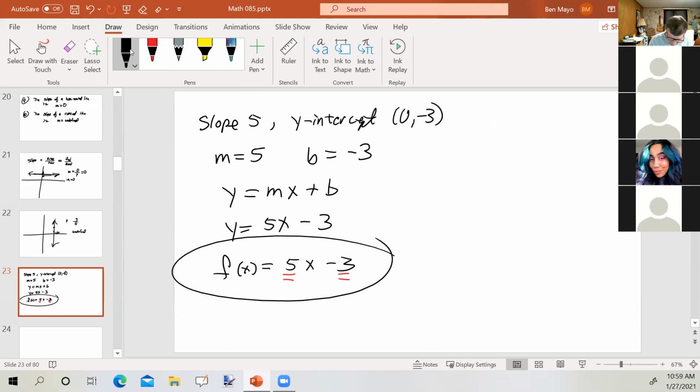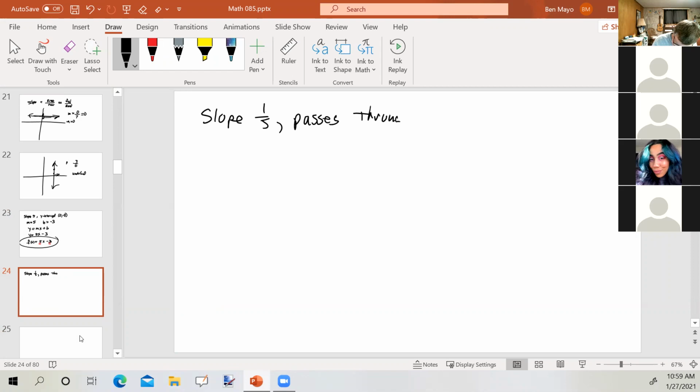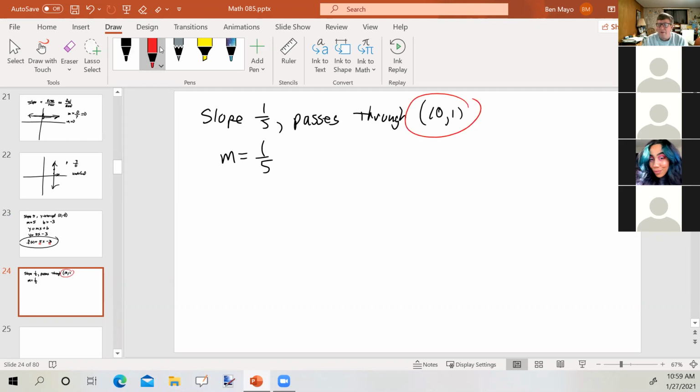Okay, let's take a look at another example. This one has a slope of 1/5, and it passes through the point (10, 1). All right, now, I know that the slope is 1/5. However, this is not the y-intercept. I know that because if it was a y-intercept, x would have to be 0, like back in this previous problem. X is not 0, it's 10. So I don't have the y-intercept.